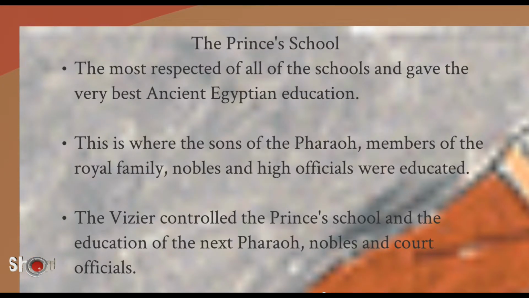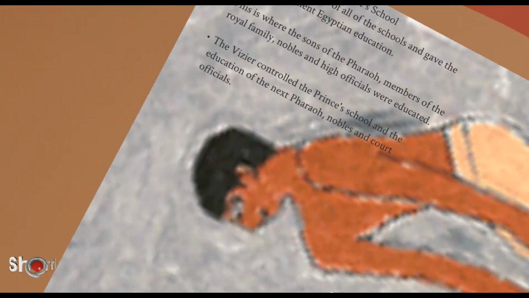The Prince's School was the most respected of all of the schools, and gave the very best ancient Egyptian education. This is where the sons of the pharaoh, members of the royal family, nobles, and high officials were educated. The vizier controlled the Prince's School and the education of the next pharaoh, nobles, and court officials.